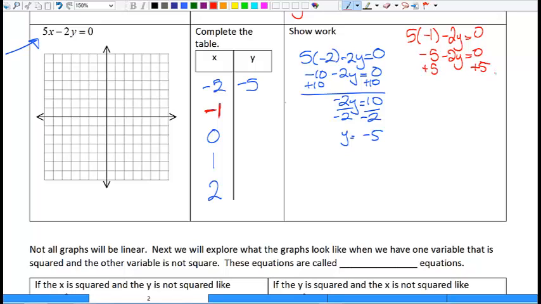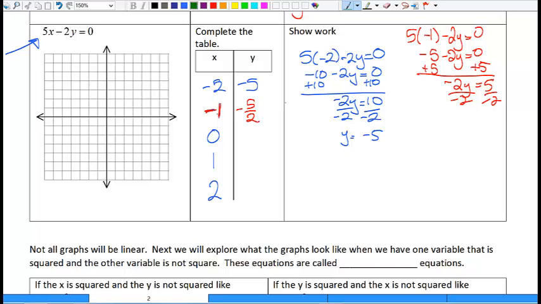Add 5 to both sides. -2y equals 5. Divide both sides by -2. So I'm getting -5/2, which is like -2.5. But graphing fractions is no fun. Now this is not a bad value, but I might eventually choose maybe not to use it, or maybe use it as a checker point.